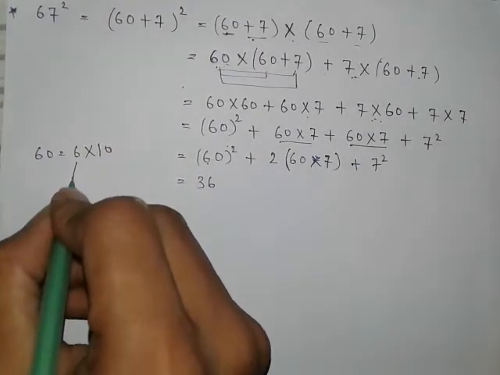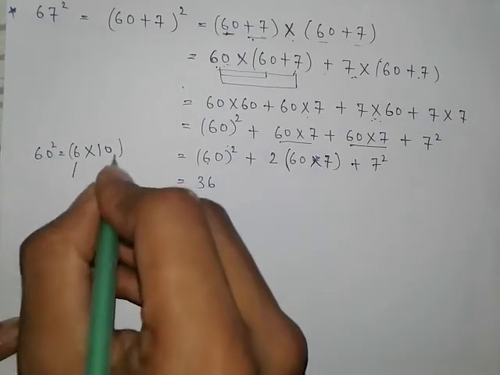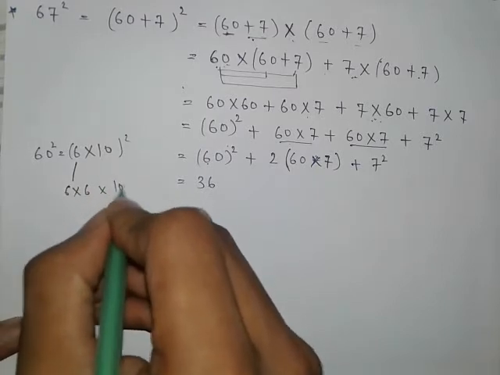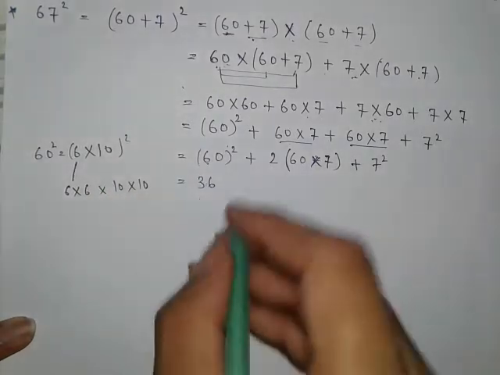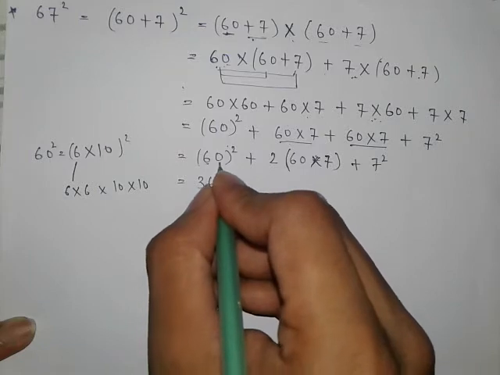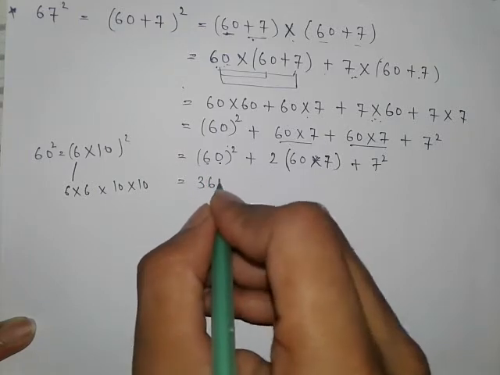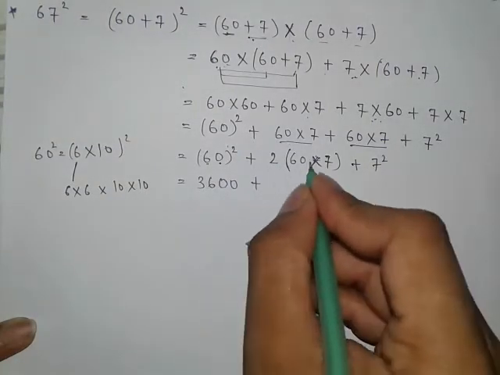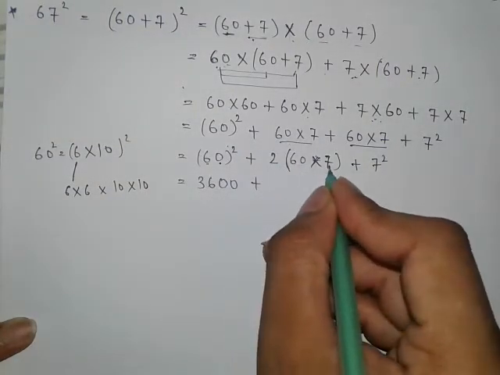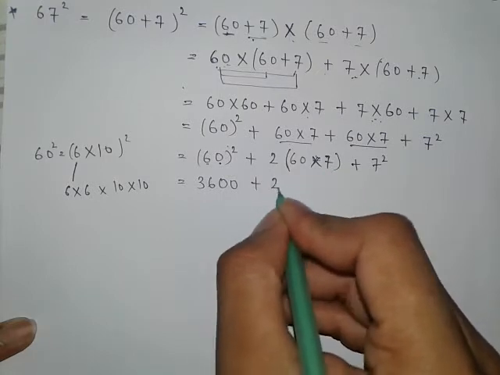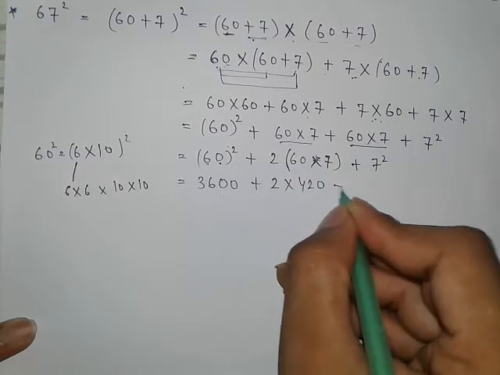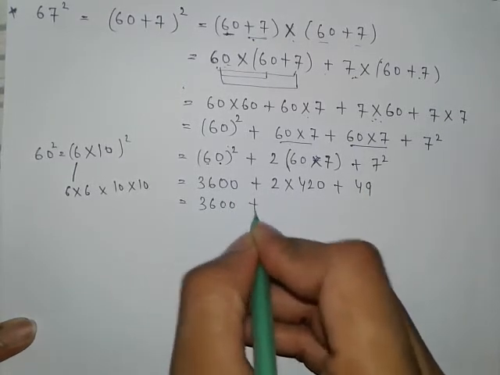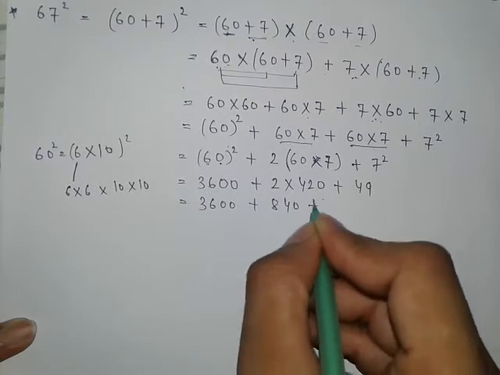So 60 square is simply 6 multiplied by 10 whole square. So you have 6 into 6 and then 10 into 10. 6 into 6 is 36, and 10 into 10 is 100, the number of 0s is 1, so if you square it, it will become 2 zeros. So 3600. Then 2 multiply with 60 into 7, so 60 into 7 will give you 420, and doubled it is 840. 7 square is 49. So 3600 plus 840 plus 49.